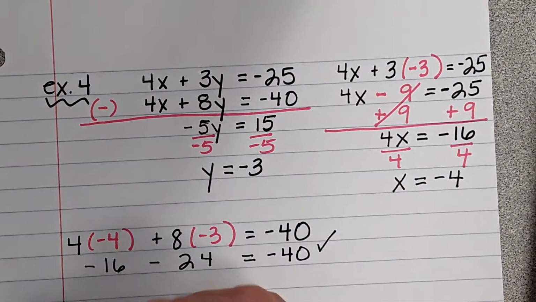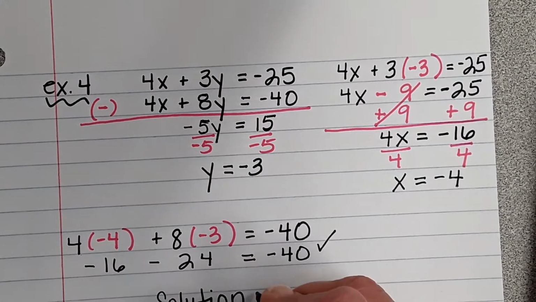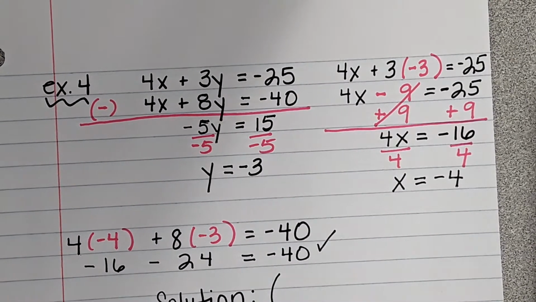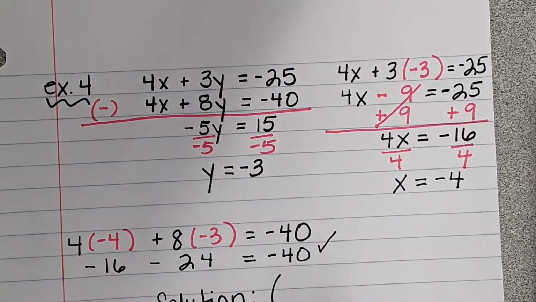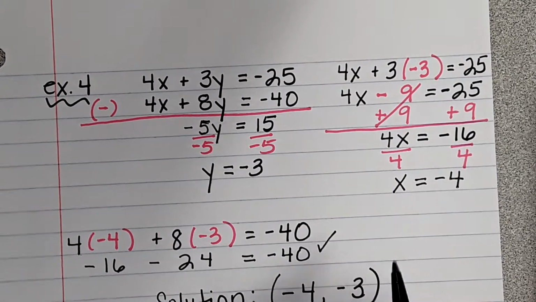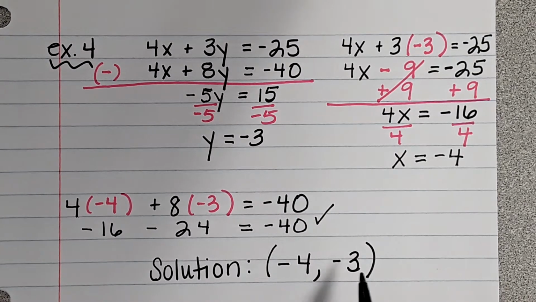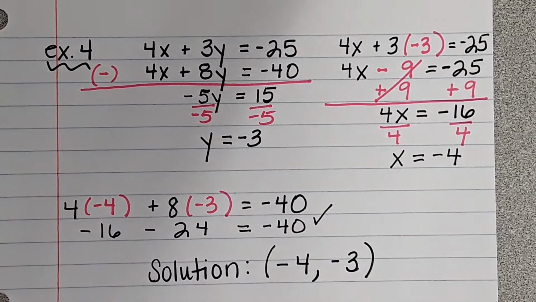So, our solution, and this is an ordered pair, so it's always x, y. But if it wasn't x and y, you guys, and if it was like a and b, you always put your variables in alphabetical order. So it would be negative 4, negative 3, and that's your solution. So if you were to graph these two lines, like we just did on the do now, they would intersect at negative 4, negative 3. So in lieu of graphing, we're going to solve it algebraically.